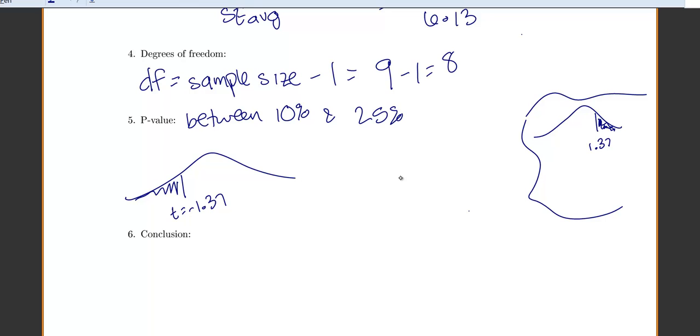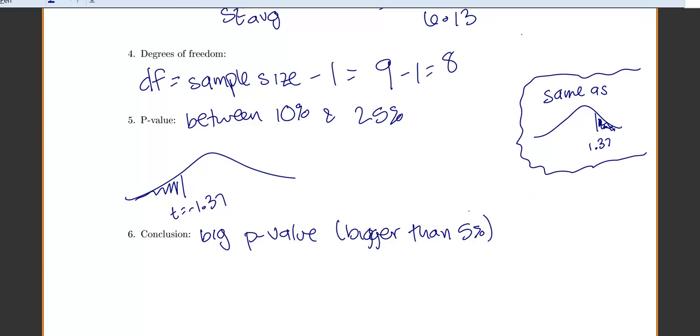Now for my conclusion, we don't know exactly what the p-value is, but no matter where it is between 10 and 25%, it's bigger than 5%. So this is a big p-value, specifically bigger than 5%. So because it's a big p-value, we will fail to reject the null hypothesis.